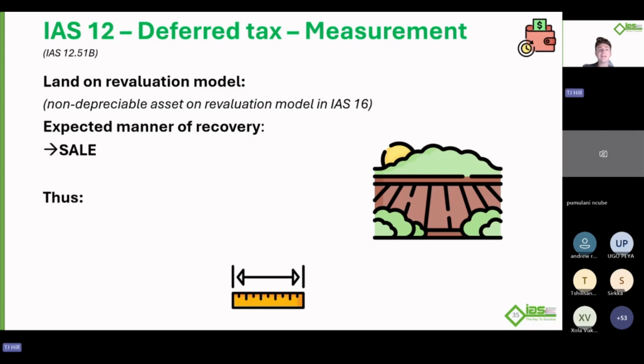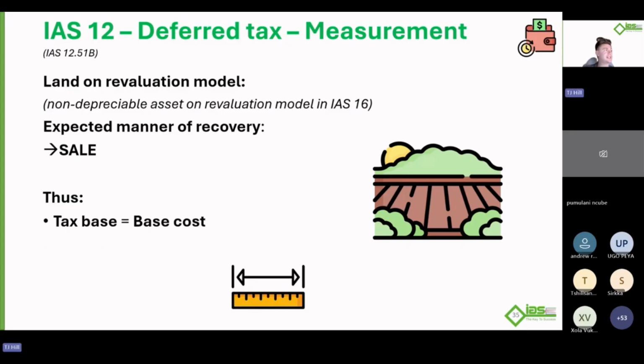So if I bought land at a cost of 500,000, and I've bought it to sell it, how is that going to be taxed for tax purposes? There will be CGT, you agree?